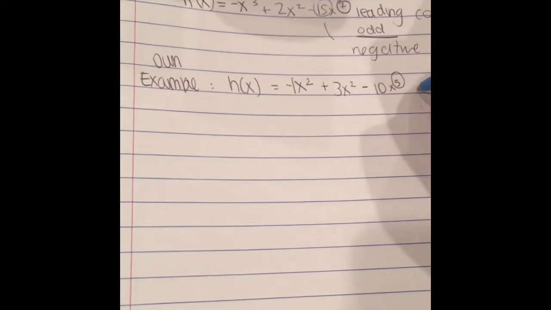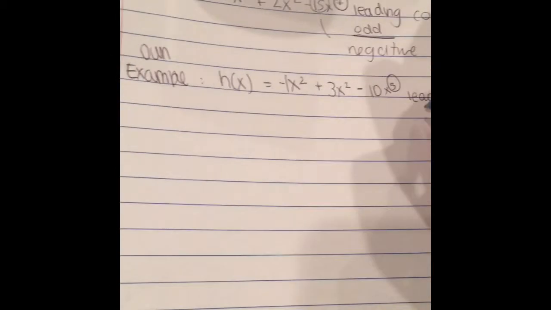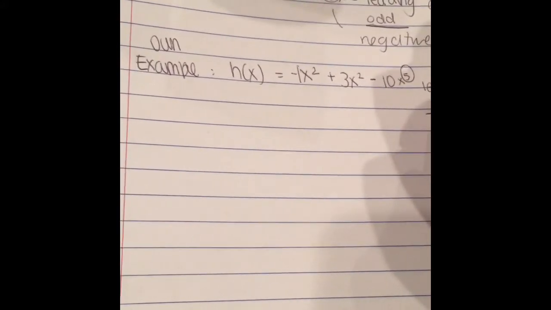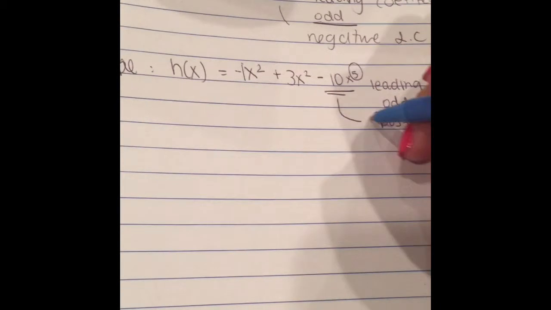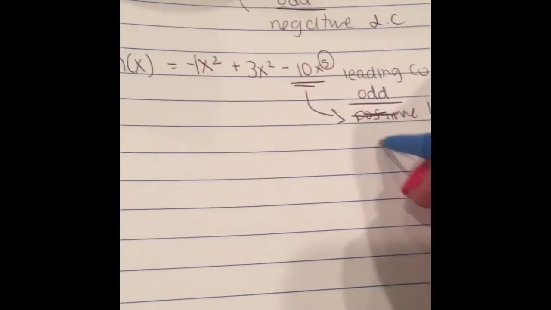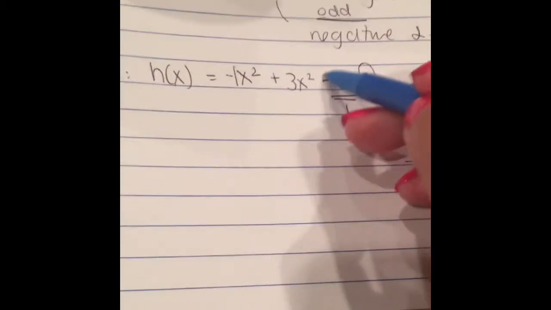So here's my own personal example, and it's kind of like the one above, but the leading coefficient in this one would be negative 10, and the degree would be 5, and since the 5 is an odd number, you would put odd, and then since there is a negative sign in front of the 10, it would be negative.